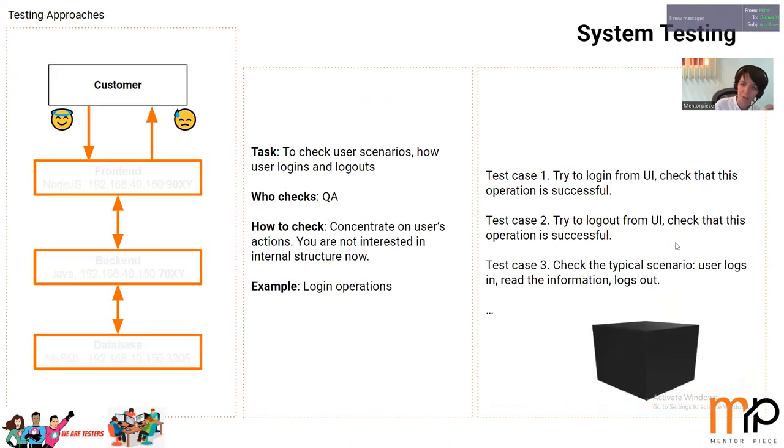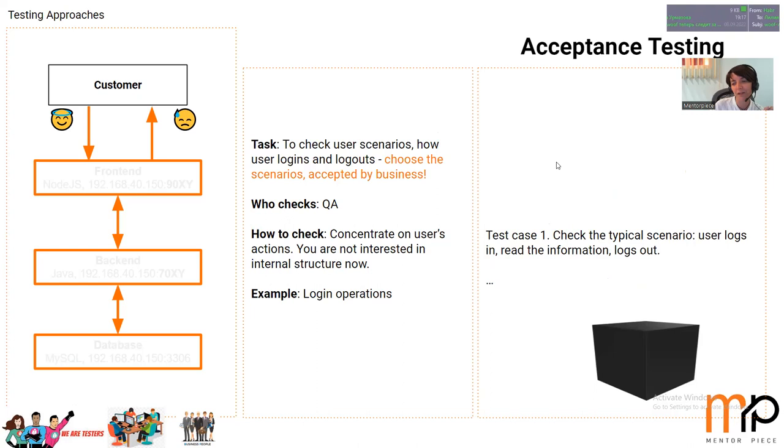And system testing is a black box. We are like a customer or like a user, and we are checking the user scenarios. And acceptance testing, of course, is a black box, because it doesn't matter for your customer what will be inside the application, how many layers will be there, and what will be happening with their scenarios. This is just scenarios, and this is the acceptance testing. This is the black box.